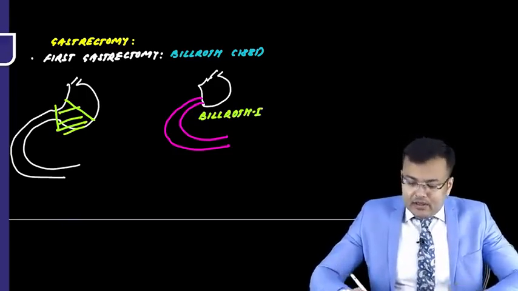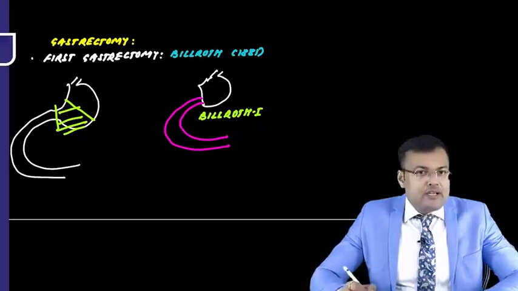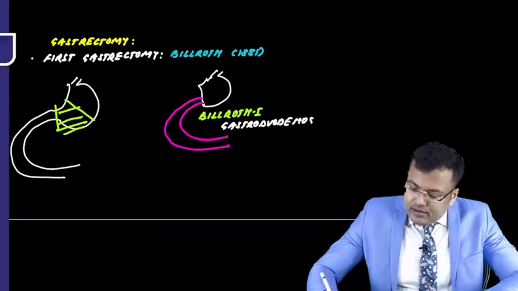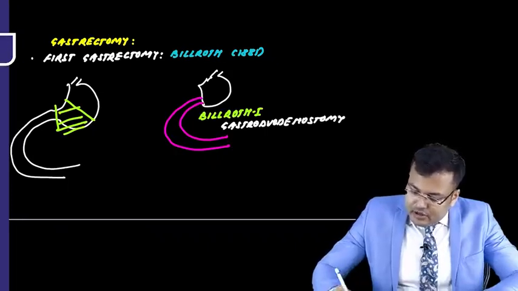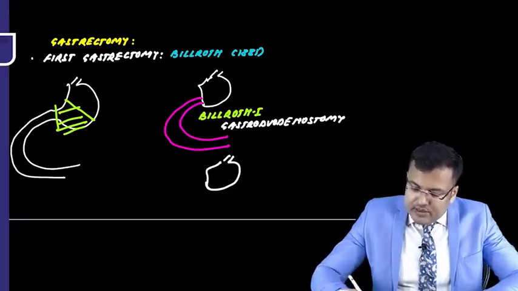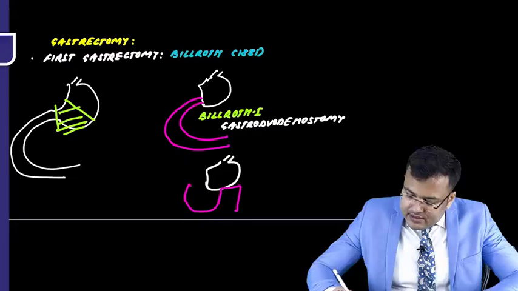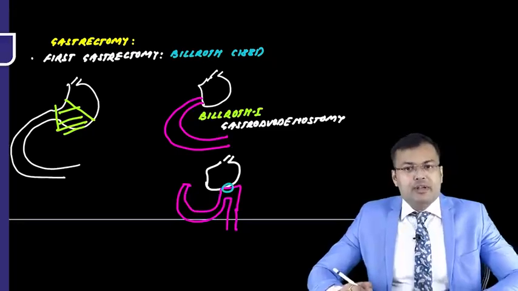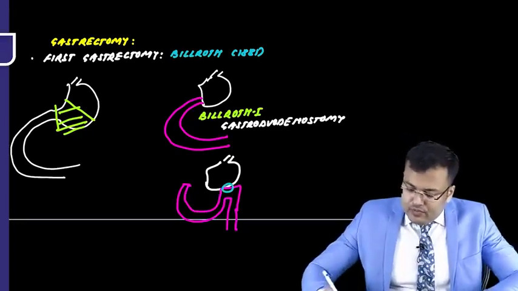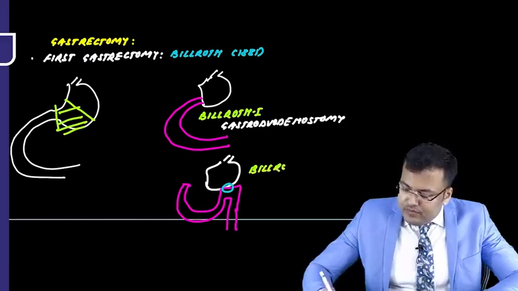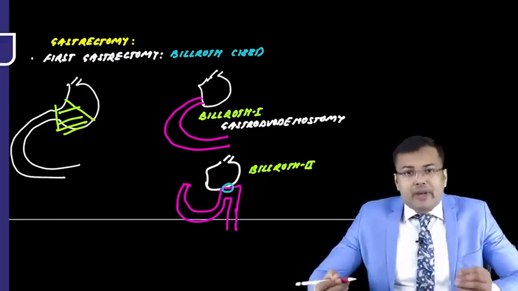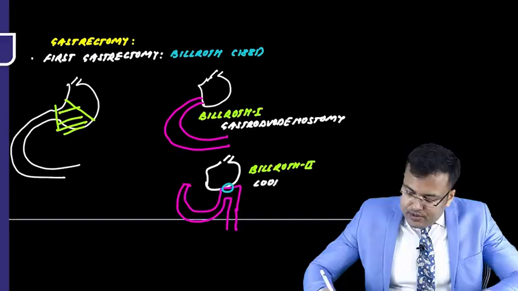So what should be the other name? The other name of this surgery should be gastroduodenostomy. So Billroth 1 is gastroduodenostomy. And second is Billroth 2. Here you can see this is the proximal part of stomach, and now we are going to attach jejunum like this. If I attach the jejunum, you can see here, this is loop gastrojejunostomy. This is known as Billroth 2. And the other name of Billroth 2 is loop gastrojejunostomy.